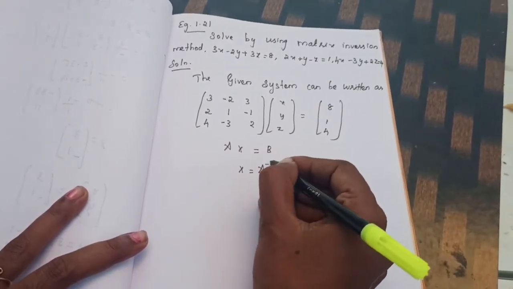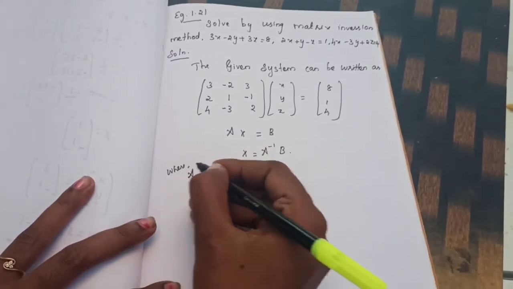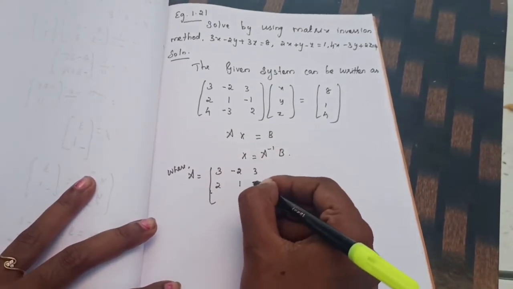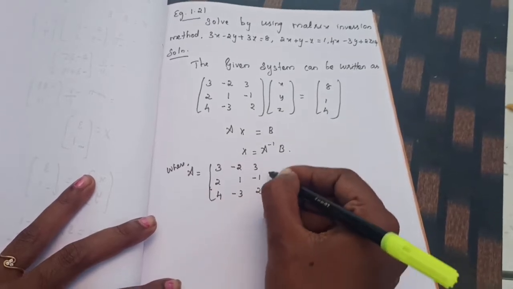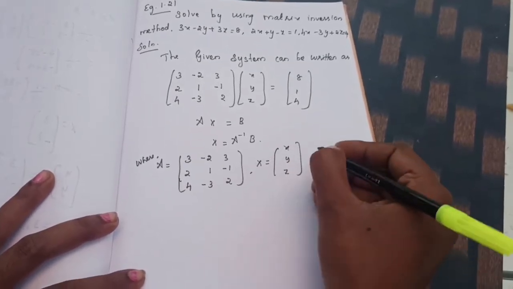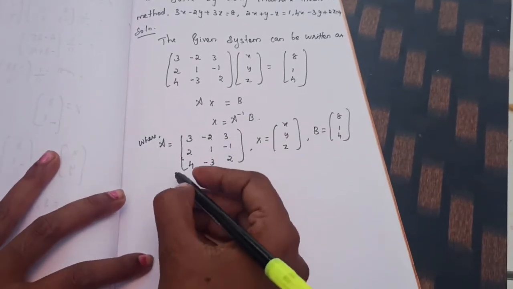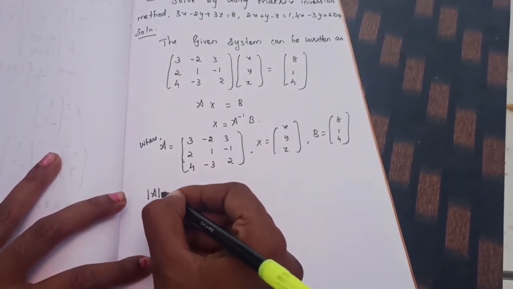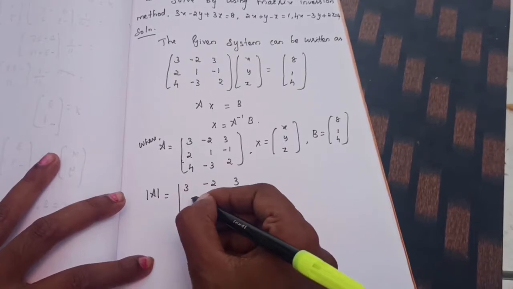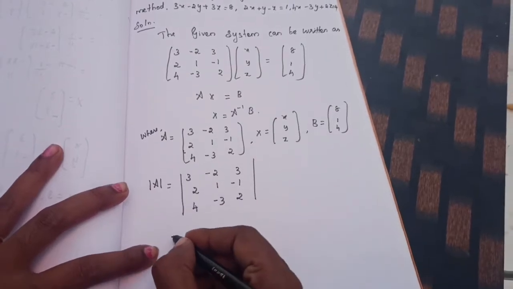So X is equal to, how will you write? A inverse of B. What's the A value here? A value: 3 minus 2, 3. Then 2, 1 minus 1. Then 4 minus 3, 2. Then what's the X value? x, y, z. Then what's the B value? 8, 1, 4. Then how will you find it? First you will find the determinant of A: 3 minus 2, 3, 2, 1 minus 1, 4 minus 3, 2. Find the determinant. How will you do it?